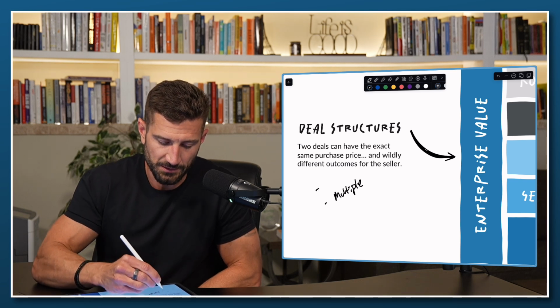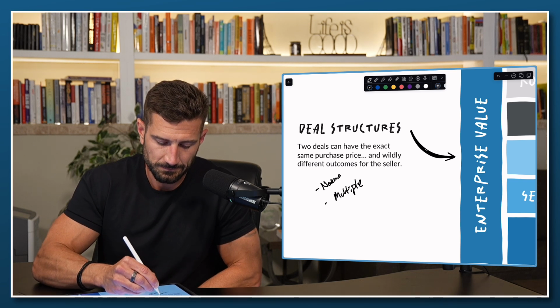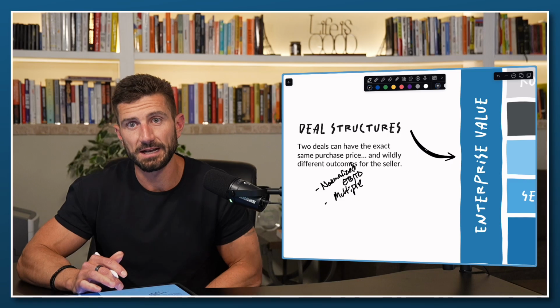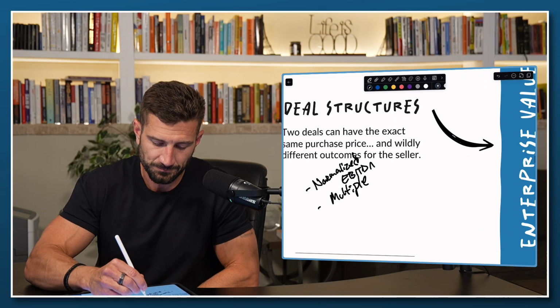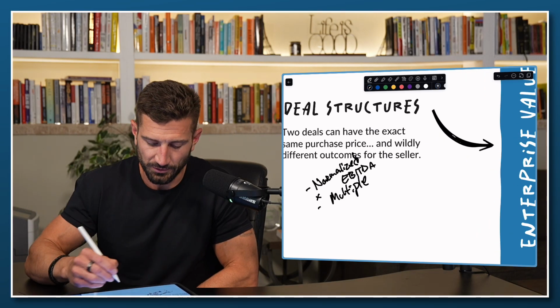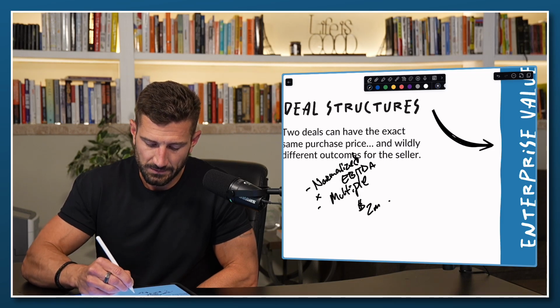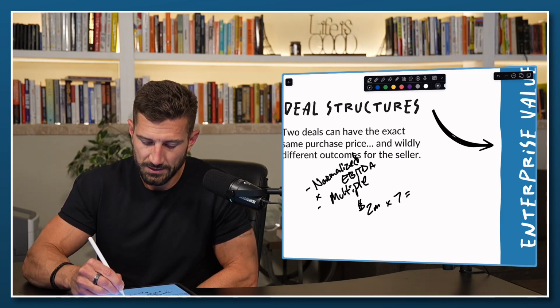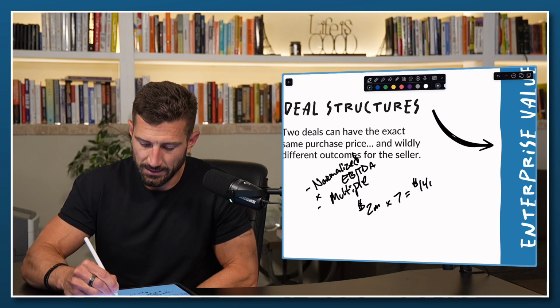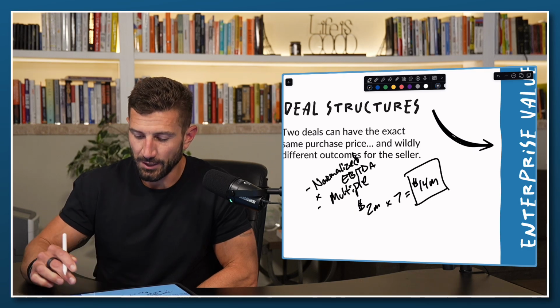Well, first we would take the normalized EBITDA, which is earnings before interest, taxes, depreciation, and amortization, times that by the multiple. And let's say it's 2 million times 7 equals a $14 million enterprise value.